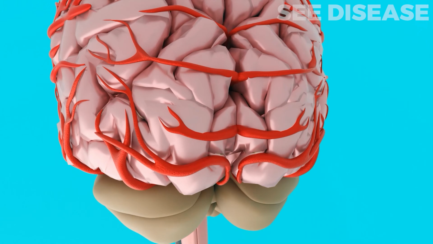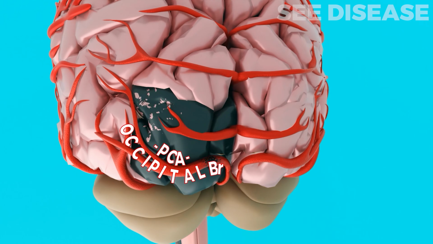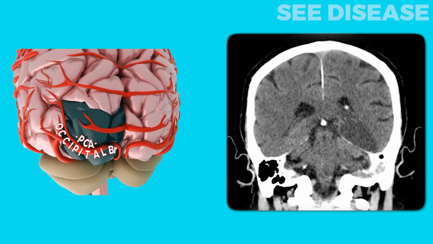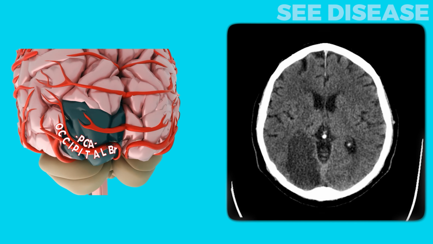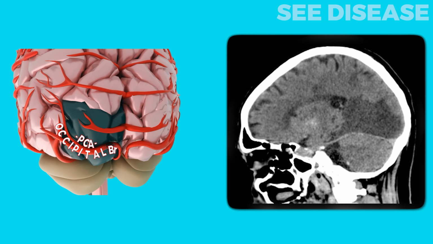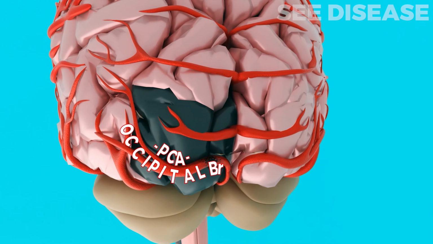And in the posterior circulation, the posterior cerebral artery supplies the occipital cortex, and you see the infarct is reflected in the CT scan. So these are all the pathophysiology relevant to ischemia.